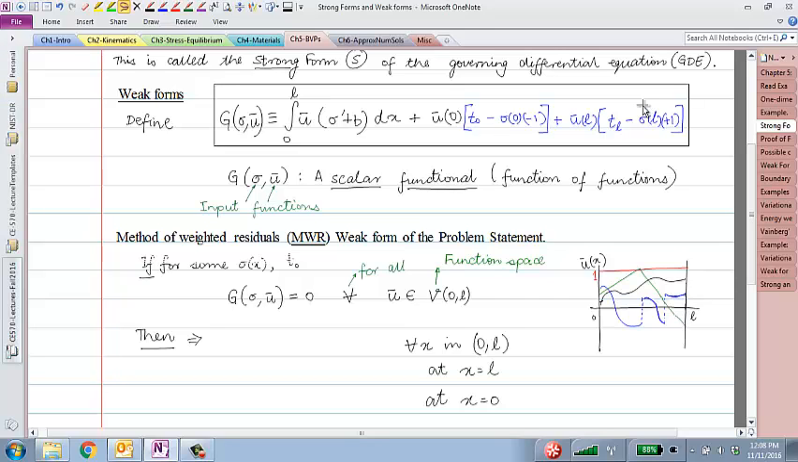Question, Kajun? I'm wondering whether the U bar is forced to satisfy the displacement boundary conditions. No, it's not. I'll talk about that.